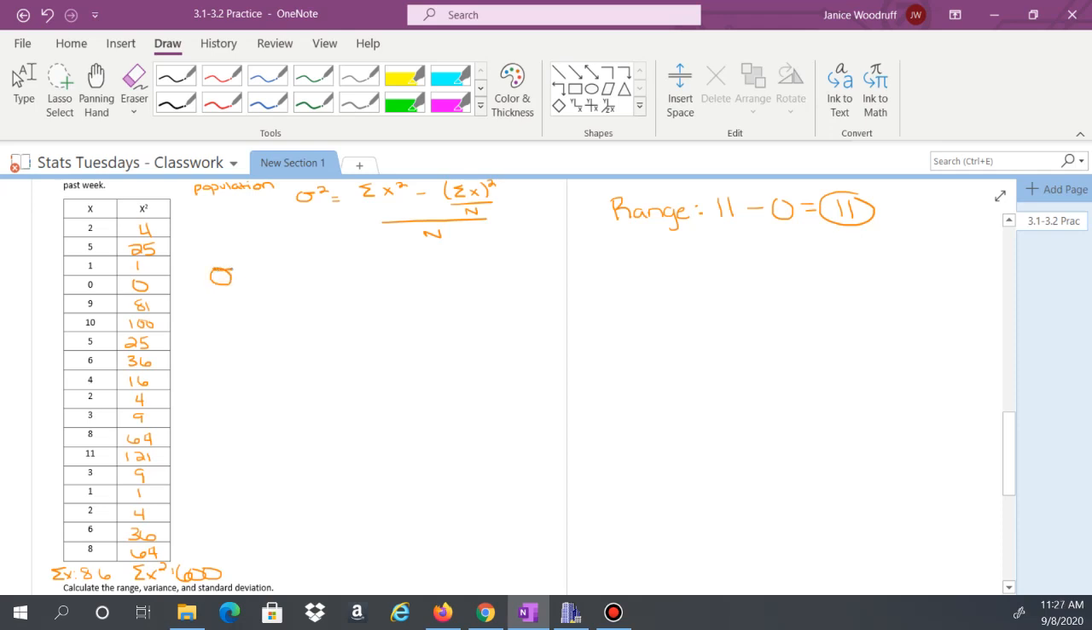So we're going to get sum of x squared, so that's going to be 600, minus our sum of x, so that's 86, squared over n. What's my n? 18. All over 18.